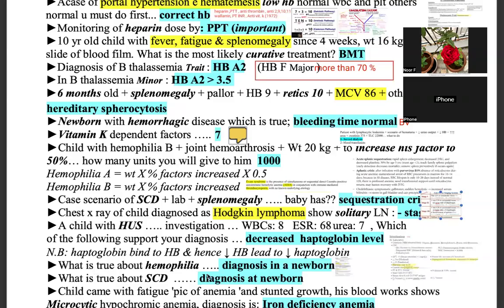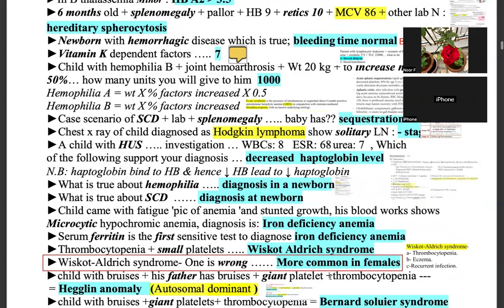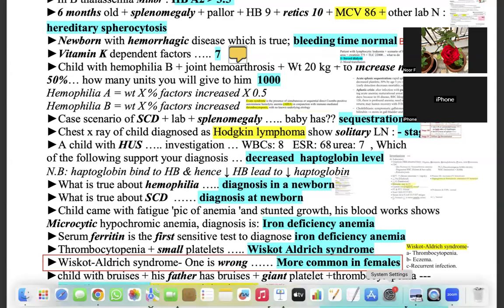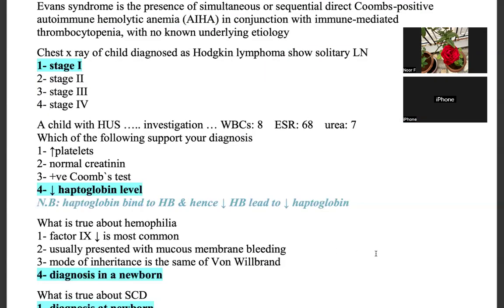What is true about hemophilia? He's telling diagnosis in a newborn. What is true about sickle cell disease? Again, diagnosis in a newborn. But we have to check what options was given there. So let's check here.